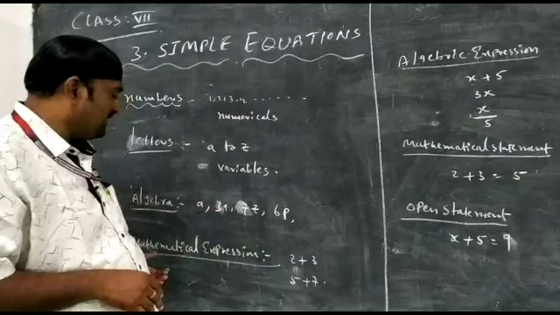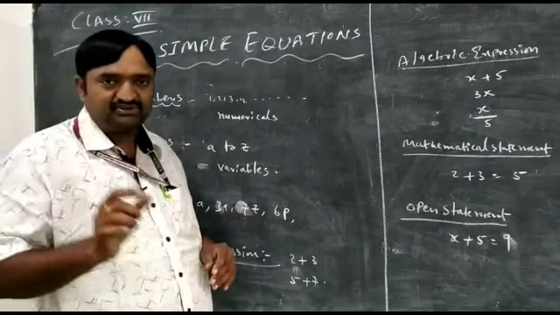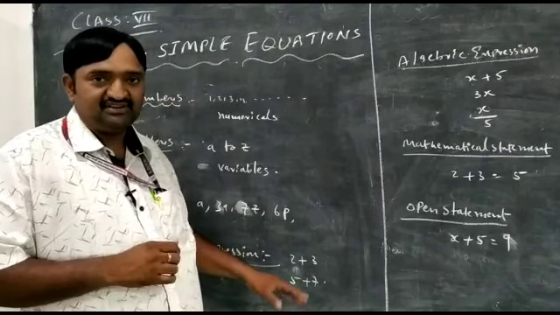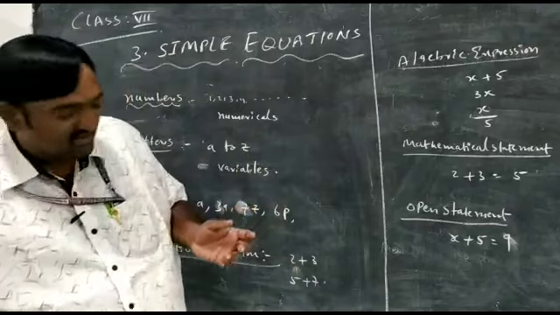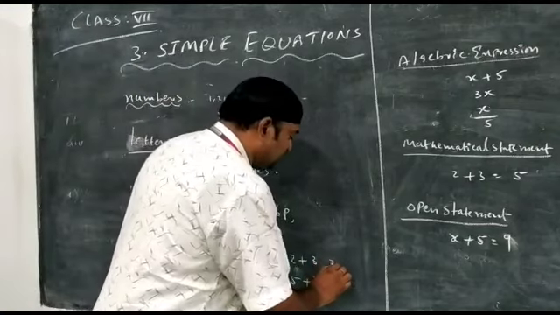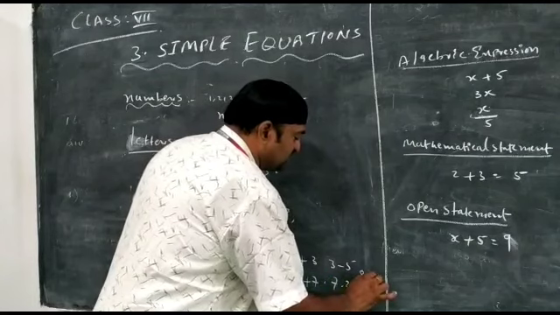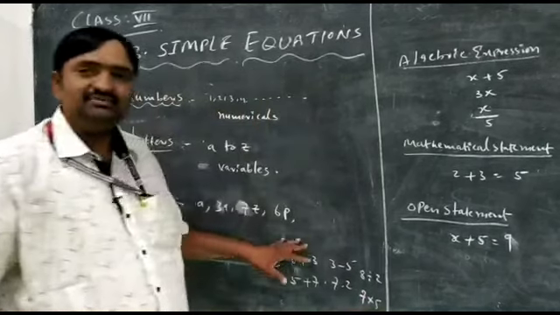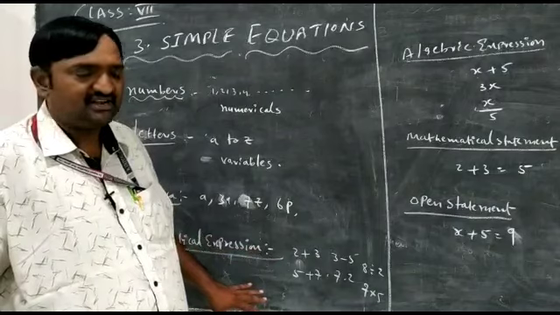And next, 2 plus 3 is an expression. 2 plus 3a is one mathematical expression. See here: 2 plus 3, 5 plus 7. When we use some numbers with plus or minus symbols, that is called an expression. 2 plus 3, 3 minus 5, 7 minus 2 and 8 divided by 2, next 7 into 5. These are all mathematical expressions using symbols.